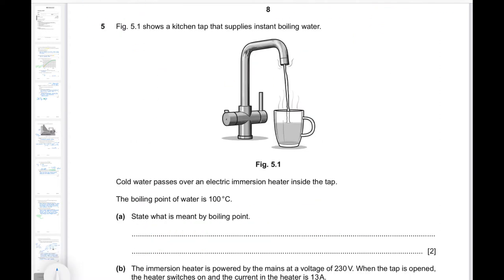5. Figure 5.1 shows a kitchen tap that supplies instant boiling water. Cold water passes over an electric immersion heater inside the tap. The way an electric immersion heater works is it's got a metallic heating element which is going to be immersed in water, and this will heat the surrounding water. The boiling point of water is 100 degrees Celsius. State what's meant by a boiling point. This is the exact temperature at which liquid turns to gas, the process of boiling.